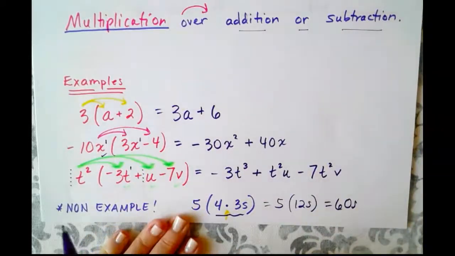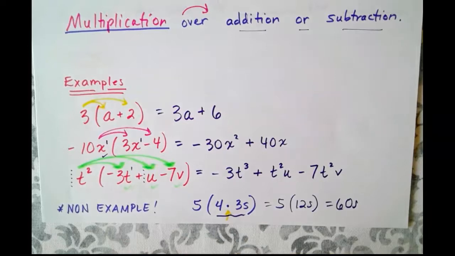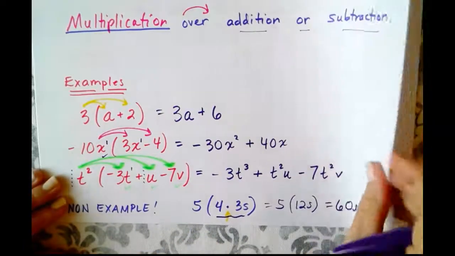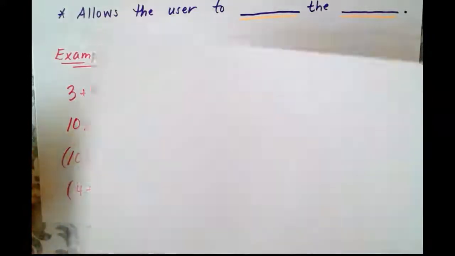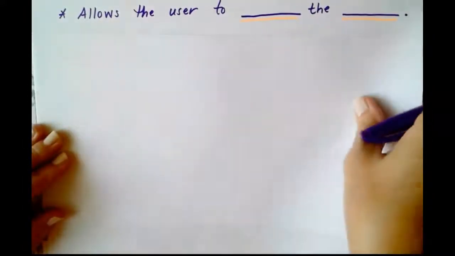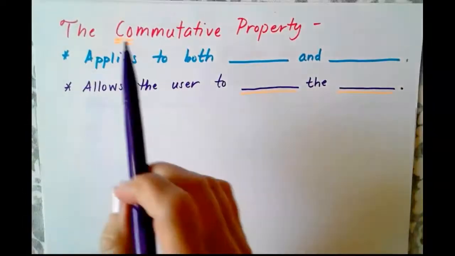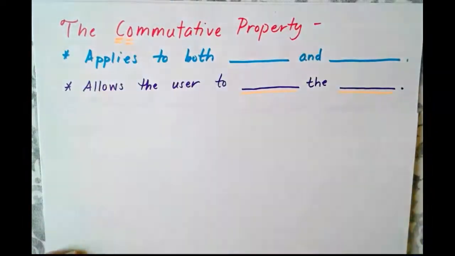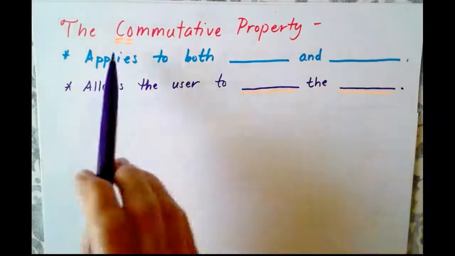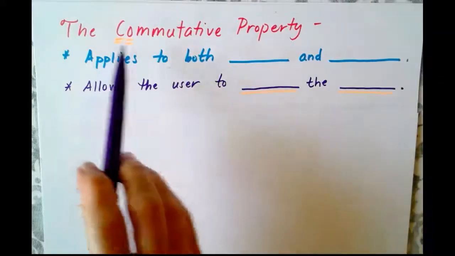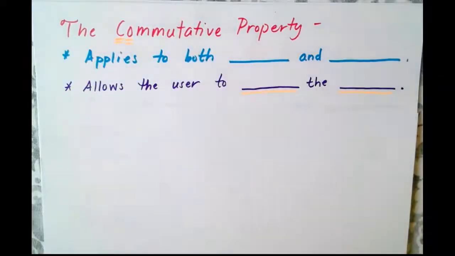So examples, non-example. No need to write down a non-example, but I do want to bring them to your attention so you can see the difference. Next, we've got another one that you should be familiar with. It's the commutative property. And notice that I've got the letters C-O highlighted here. So the commutative property, note the spelling and the pronunciation, commutative, not communicative, but commutative.